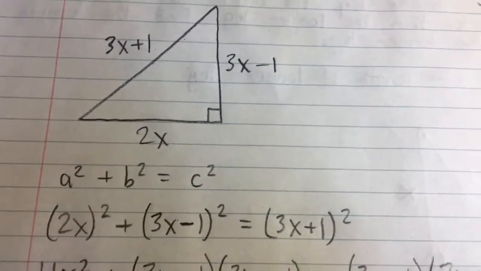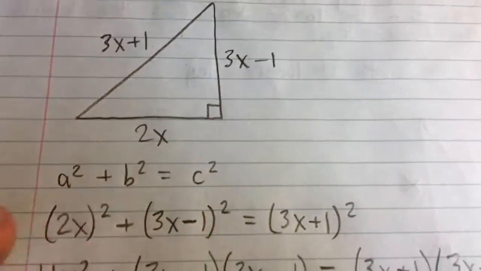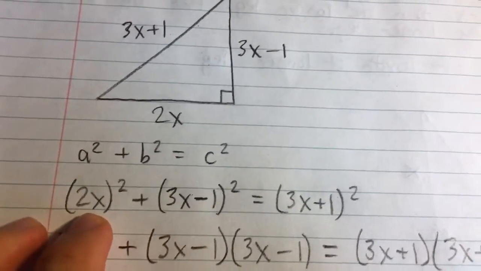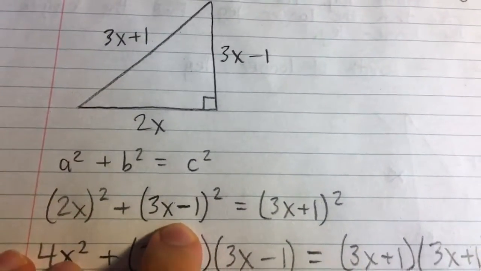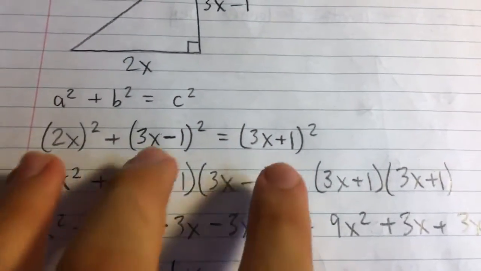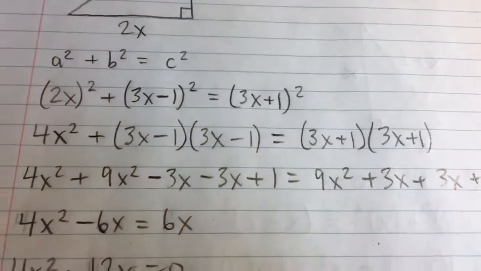And so we're going to plug in for a and b, whatever legs. You can switch a and b, right? The legs don't really matter. And so we plug in (2x) squared plus (3x minus 1) squared is equal to (3x plus 1) squared. And so now we have an equation that if we solve for x, we can find all three sides.